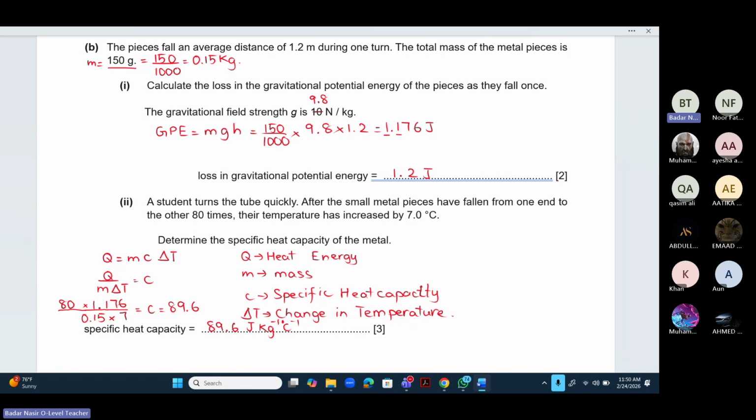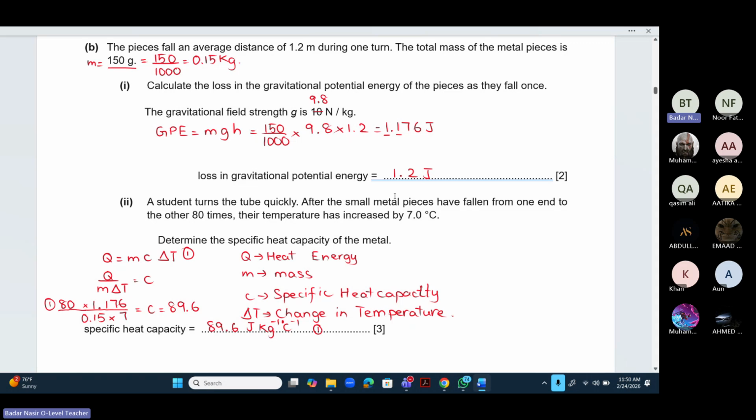Now it is for 3 marks. 1 mark if you write the correct formula. 1 mark if you write the correct answer with its SI unit. Okay, and 1 mark if you have substituted the values correctly into the expression. So this is how we will score 3 marks.